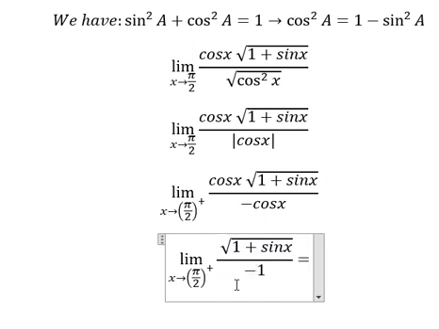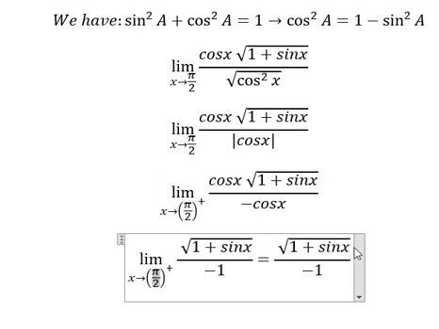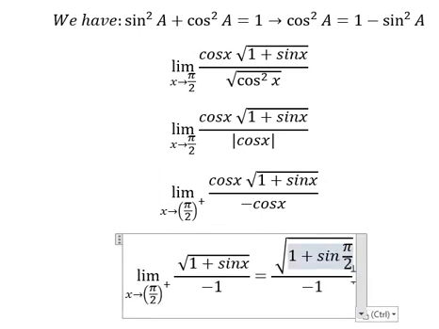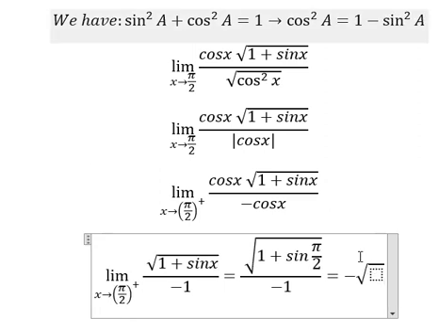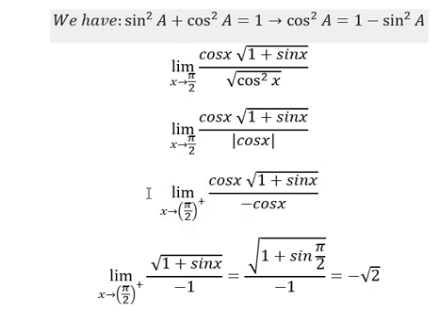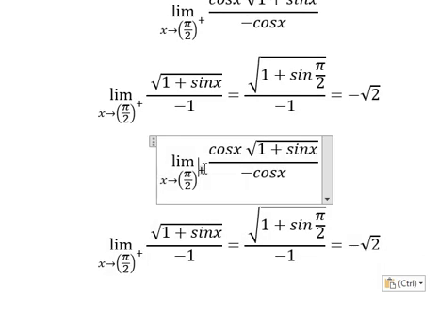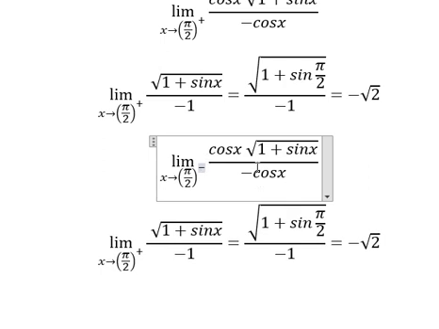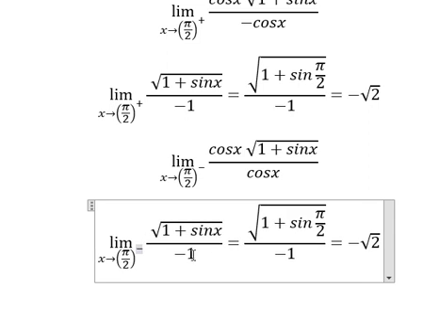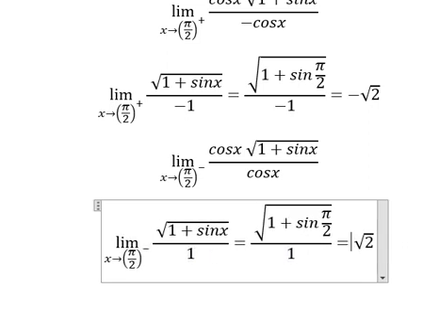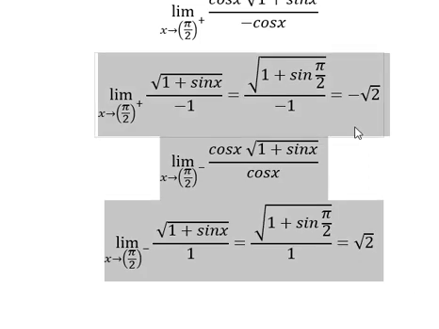Later, we put pi over 2 in here. And that is negative of the square root of 2. So on the left, this one is positive cosine x. And this is the answer for the question.